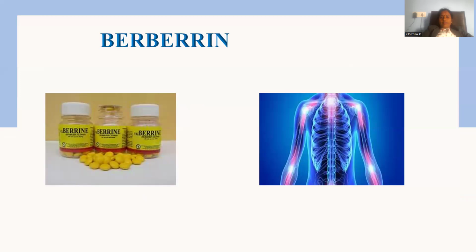And here we have berberine. Berberine is a traded drug which is effective for the treatment of inflammation. People who are suffering with inflammations like pains with swelling and injuries experience severe pain, right? Those conditions will be effectively treated by means of the drug called berberine.